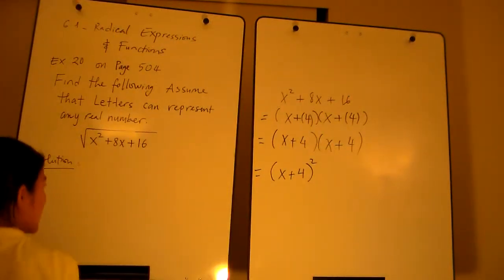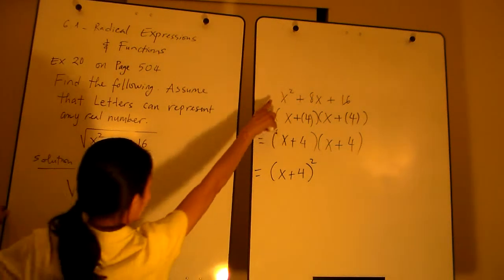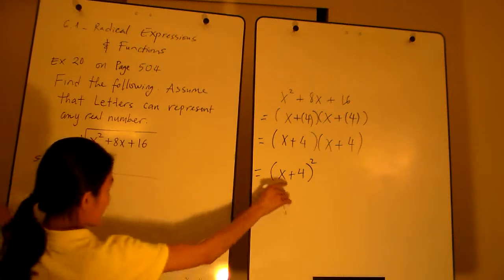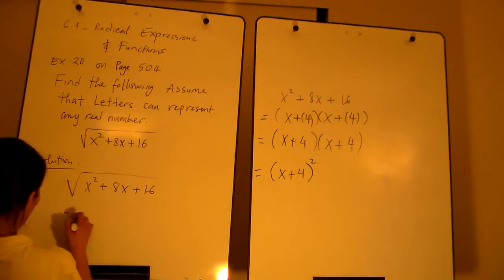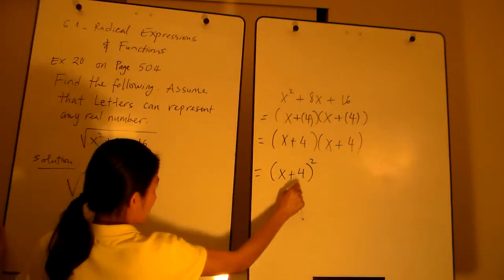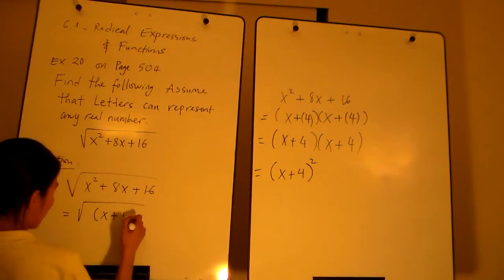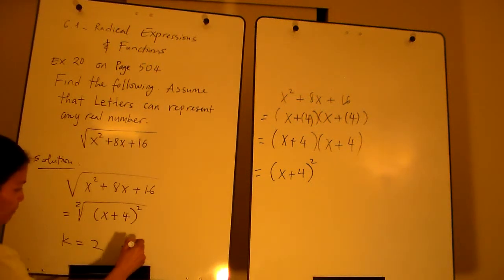So let me replace this radicand, which is a trinomial, with this factored form. Let me rewrite the original problem. The square root of the radicand, the whole thing, x squared plus ax plus 16, is equal to the square root of x plus 4 squared. Again, the index is not written, which means there's a 2 here, so k is equal to 2. The index k is 2 and even.